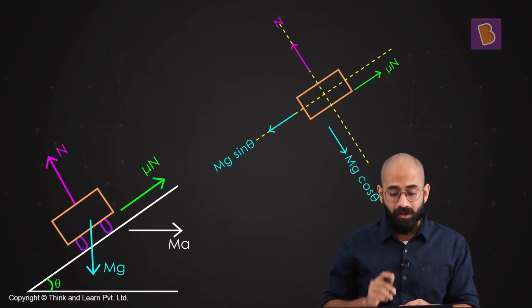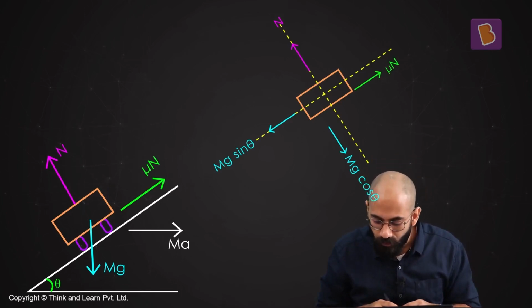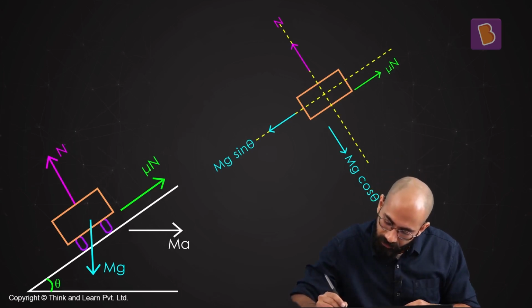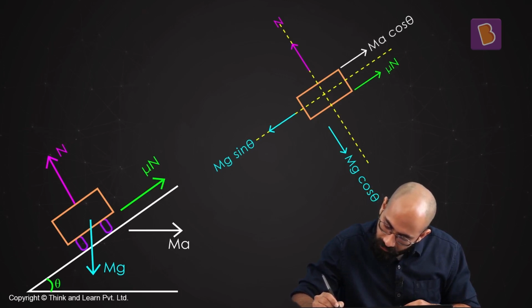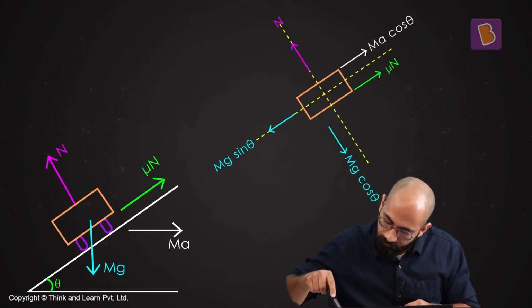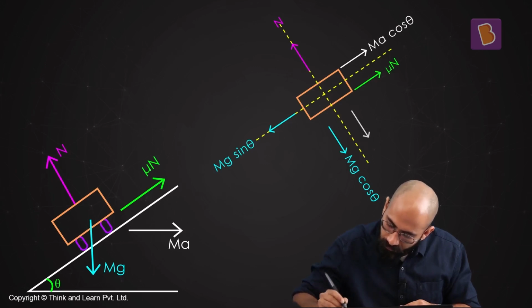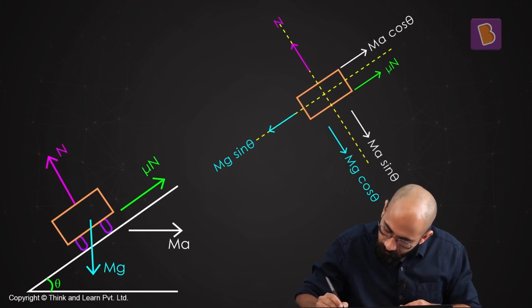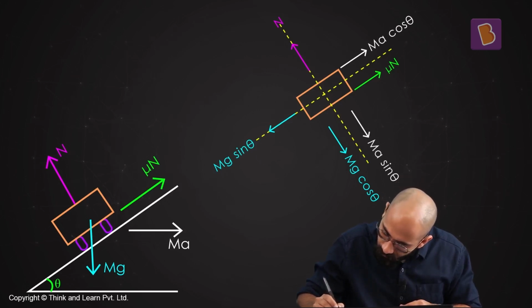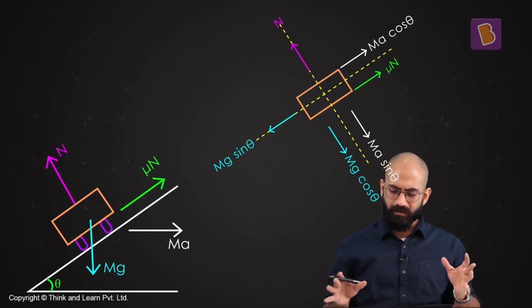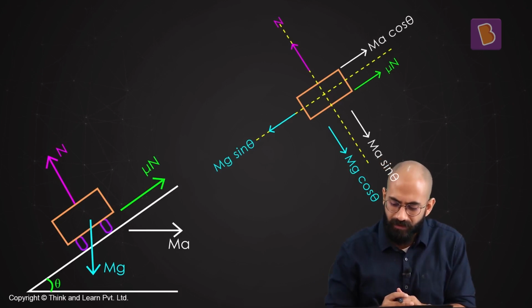But we have to resolve the pseudo force, which is m into a, right? In this direction, so that means the component in this direction will be ma cos theta. In this direction, ma into sin theta. So these are all the forces, and all the forces have been resolved.